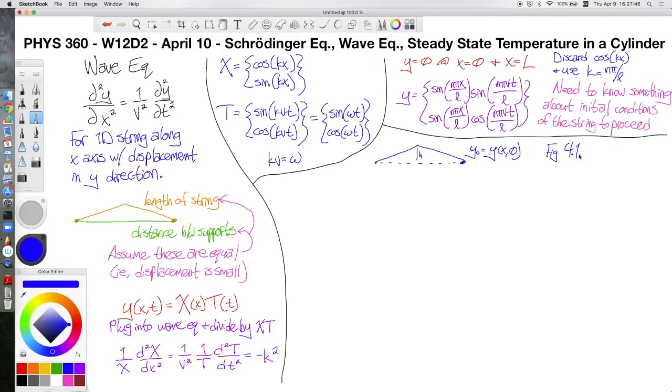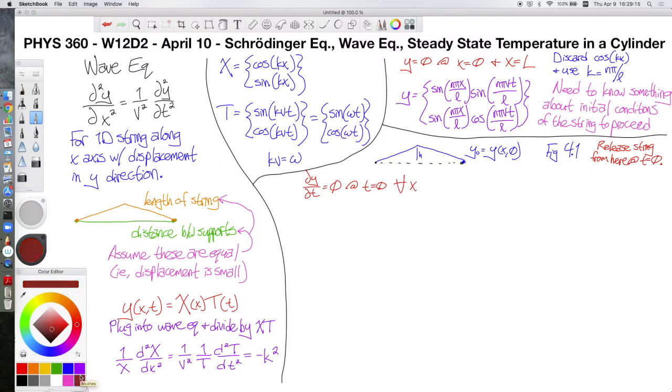So, a couple of things we know based on releasing the string from this shape at t equals 0. So one thing we know, the string is released from rest. So at t equals 0, the derivative of y with respect to time has to be equal to 0. And this has to be true for the entire string, for every value of x.